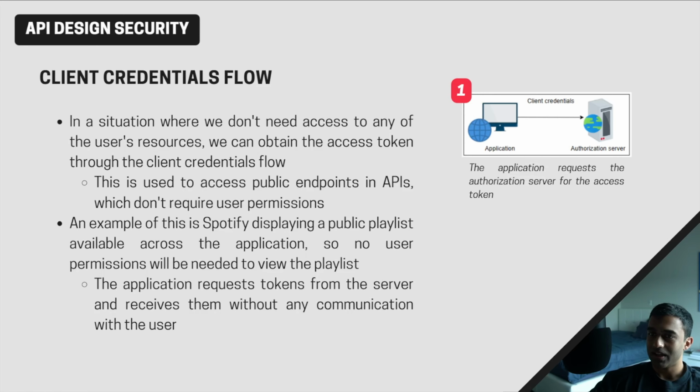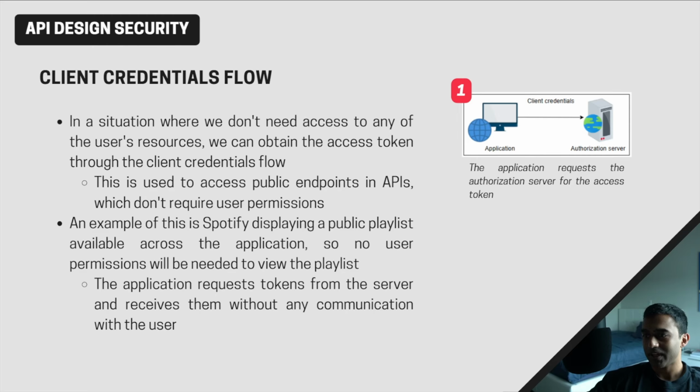Now let's talk about the client credentials flow. In a situation where we don't need to access any of the user's resources, we can obtain the access token through the client credentials flow. This is used to access public endpoints and APIs which don't require user permissions. An example of this is Spotify displaying a public playlist available across the application, so no user permissions will be needed to view the playlist. The application requests tokens from the authorization server and receives them without any communication with the user.